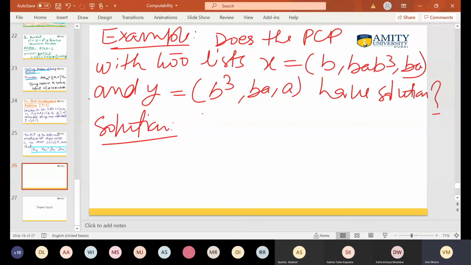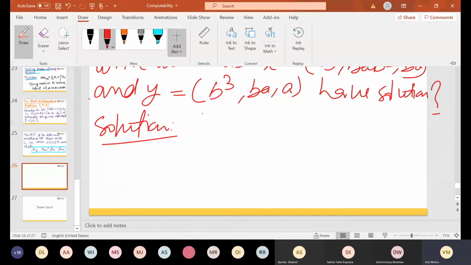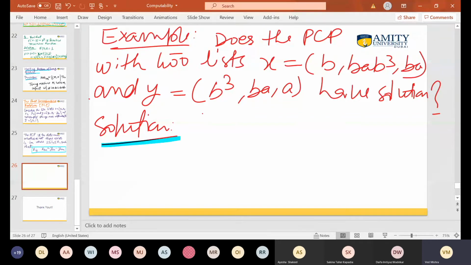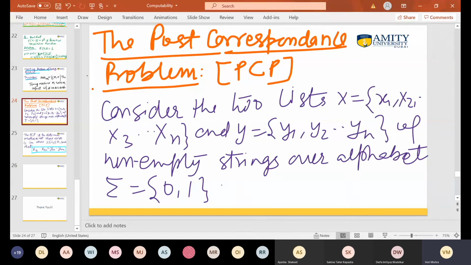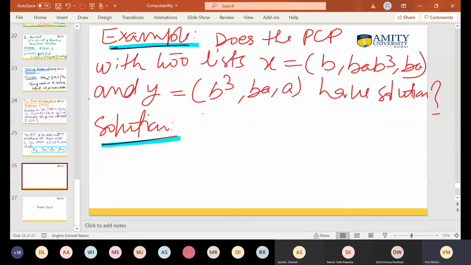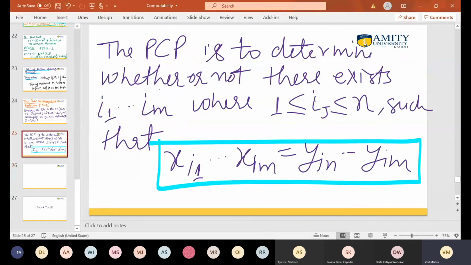So the question will be like this. You will be given two strings, like it was mentioned in the definition here, an x string and a y string. x is given, y is given. Now you need to find whether a solution exists for this or not. So can you find it?